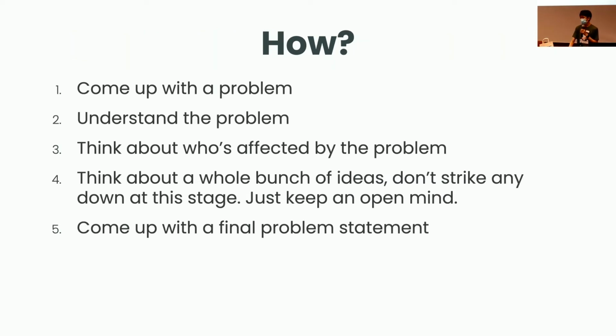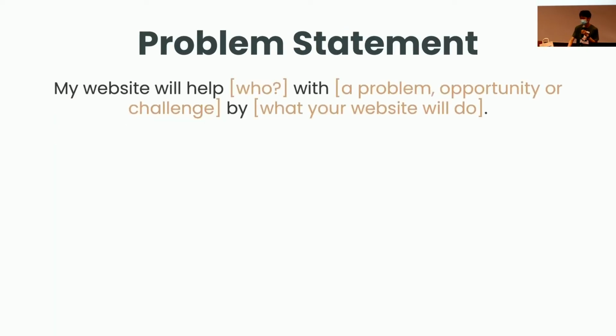But another way we can do it is to start by finding a problem first. So we come up with a problem, then we try to understand the problem, and think about who's actually affected by it. Then just list down a whole bunch of ideas that can solve the problem. You don't have to strike down any at this stage. You can keep an open mind, and come up with a final problem statement.